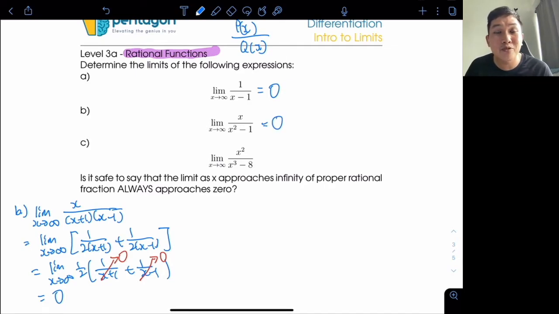Now, before I move on to part C, you might want to pause and try this yourself. Okay, the approach is quite similar to part B, where you have to factorize your denominator and then go by partial fractions.